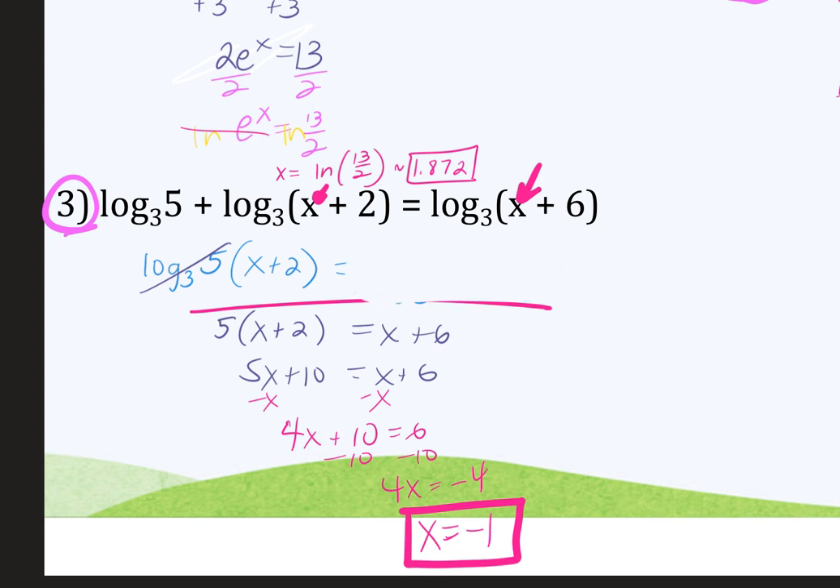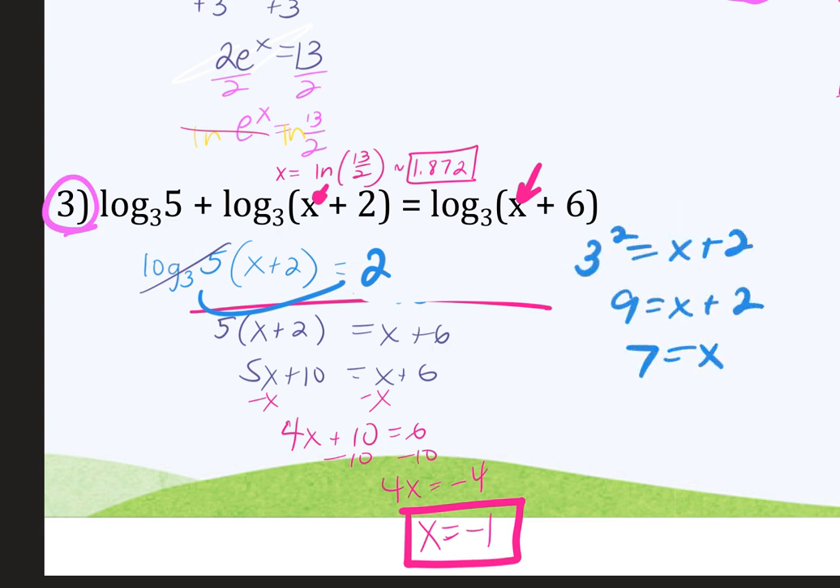And in that case, so like if there was just a number over here, then I would convert it to exponential. That would be 2 squared equals x plus 2, or 9 equals x plus 2, which is x equals 7. And then I would check. So 2 different types with condensing. Condensing, and you end up with 1-to-1. Ignore the logs. Condensing, you end up with just one log on one side, and you convert it to exponential.